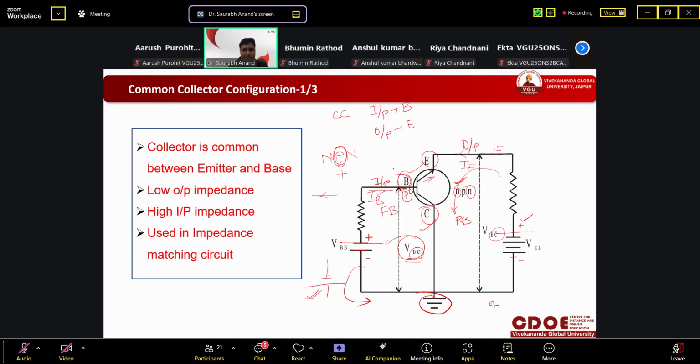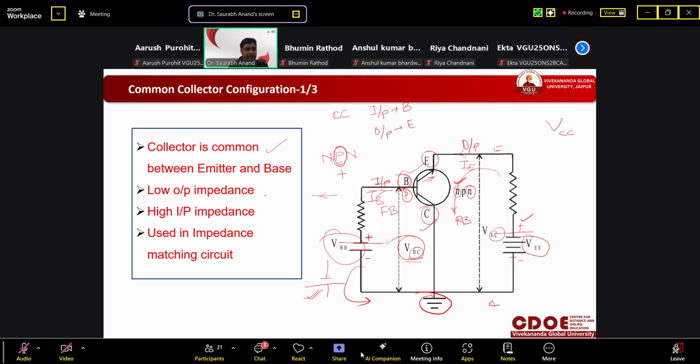Got it? This battery is connected with the base, so it is VBB. This one connected with the emitter is VEE. If it is connected with the collector, then it will be VCC. Simple. Okay. What is the use of this battery? This is the battery for biasing of the transistor. Simple.